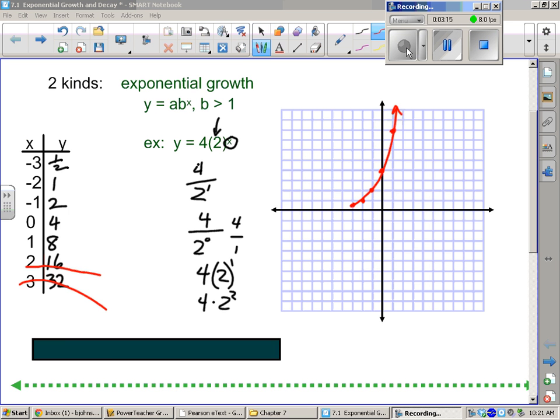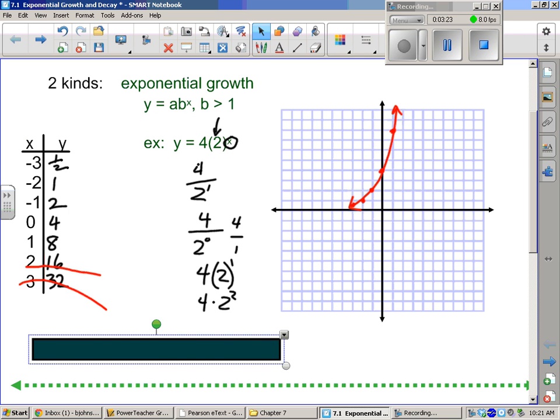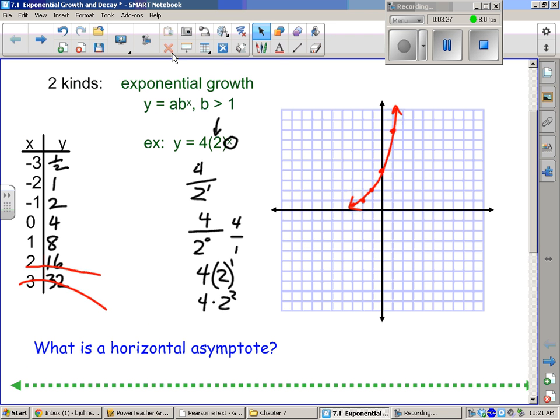Then make sure we put arrows on both sides to show that it goes in both directions forever. That's always the general shape of an exponential growth graph. It always looks like this.